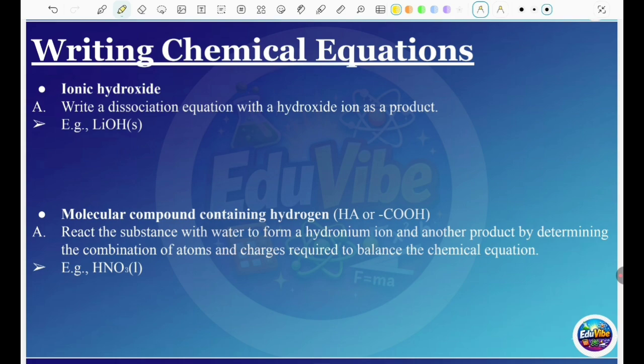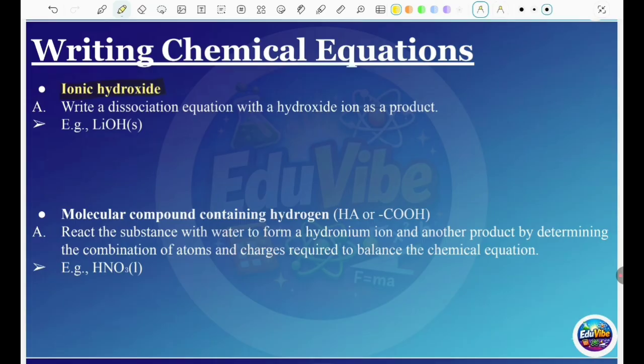There are six ways to write these. There are different ways because we have different kinds of molecules: we have compounds, acids, bases, and we have metals and non-metals too. All of that can be done from there. Firstly, we have the ionic hydroxide. If we have any ionic hydroxide, what can we do?